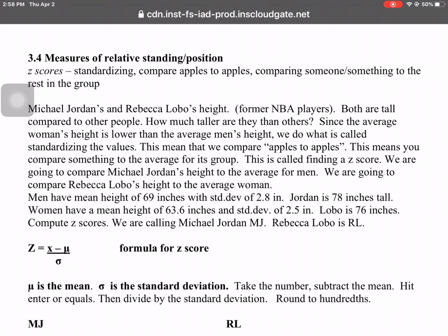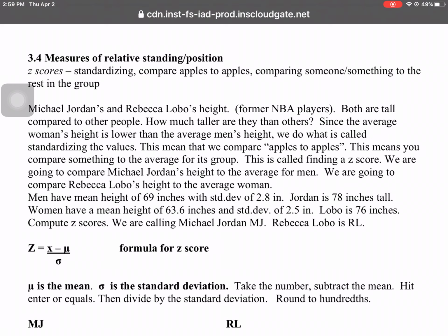Men have a mean height of 69 inches with a standard deviation of 2.8. Remember, the standard deviation measures the variance. Are the numbers close together? Do most men fall close to the average, or is there a large range? Michael Jordan is 78 inches tall. Women have a mean height of 63.6 inches, standard deviation of 2.5. So we can see that women's average height is lower than men's, and also a lower standard deviation. That means there's less variation. Rebecca Lobo is 76 inches tall.